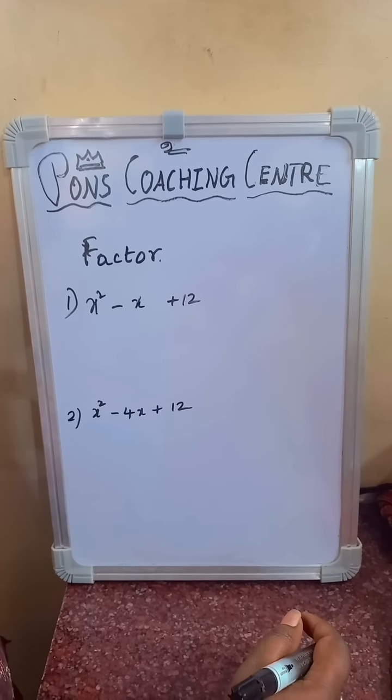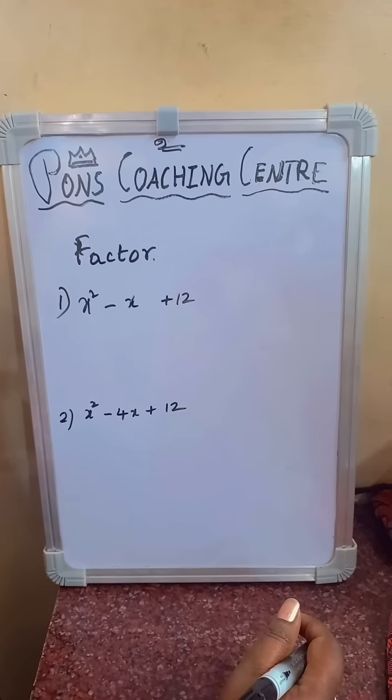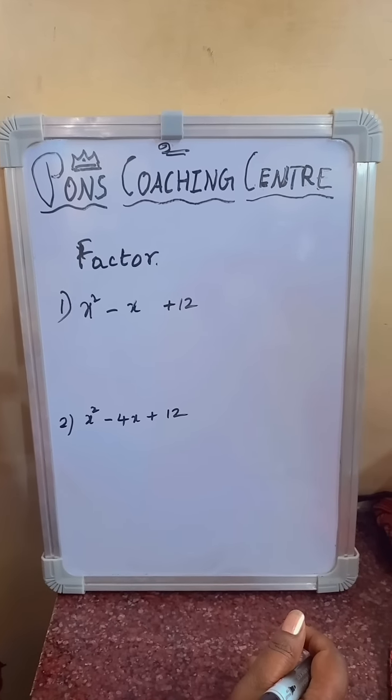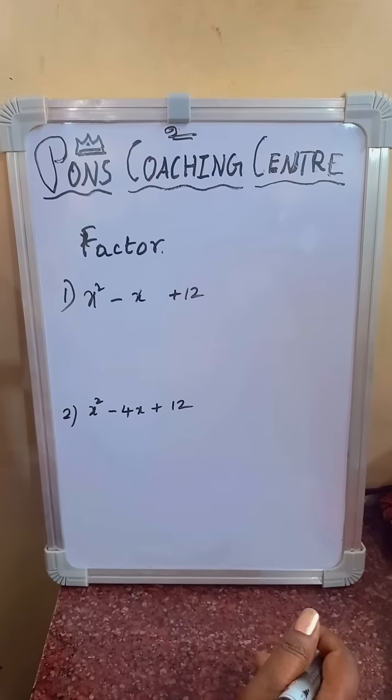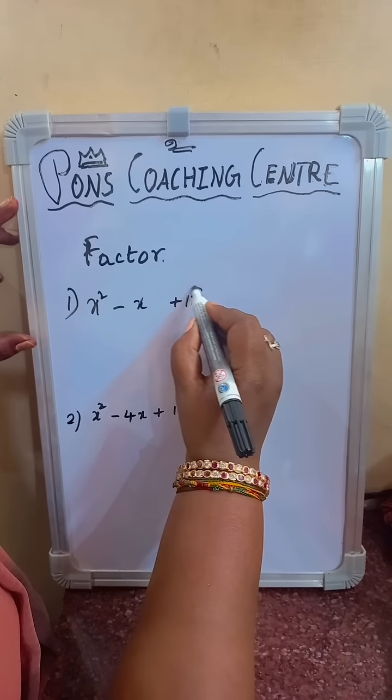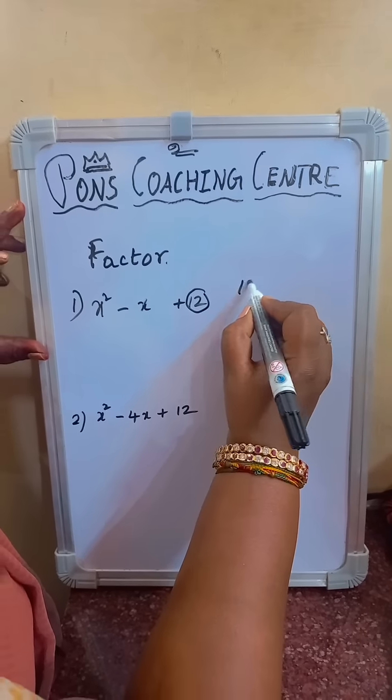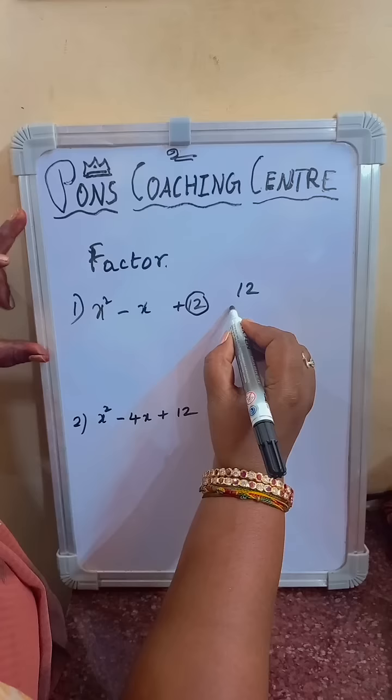Today we are going to see about factors. Okay, what is a factor? It is the product of two elements. So here என்ன பண்ண போறோம் அப்படினா we are going to see the last element, multiples of this number. We have to find the factors for this.